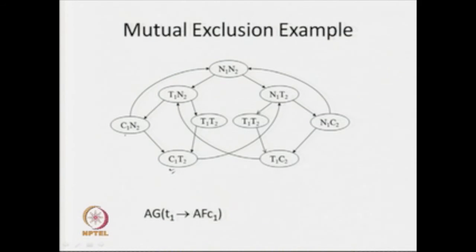You just see now, after breaking these 2 loops, I am coming up with a design. In this particular design, you will find that this formula is true over here. Similarly, the other formula, AG (T1 implies AF C1) and (T2 implies AF C2), will also be true. That means that liveness property will be satisfied over here.